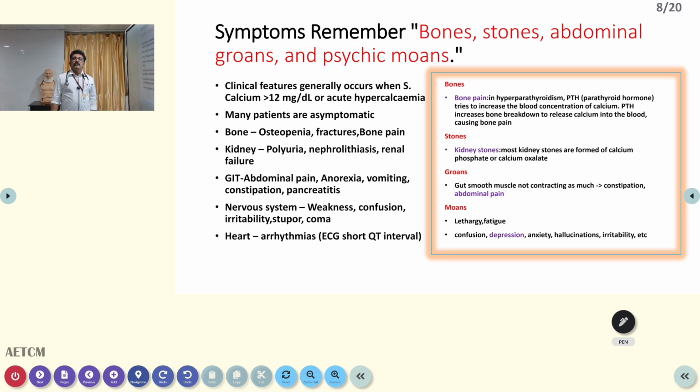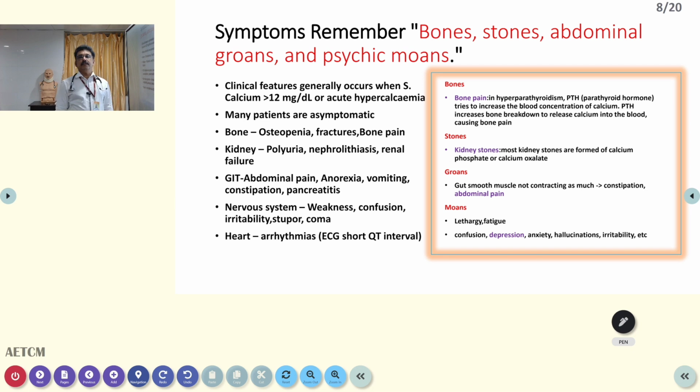Clinical features generally occur when serum calcium is more than 12 milligram per deciliter. Many patients are asymptomatic. Osteopenia, fractures, bone pain are very, very common because bone is losing calcium. And many times you can see pathological fractures due to malignancy, infiltration of bone by malignant tissues. Then kidney: polyuria, nephrolithiasis, renal failure, kidney stones. GIT: abdominal pain, anorexia, vomiting, constipation.